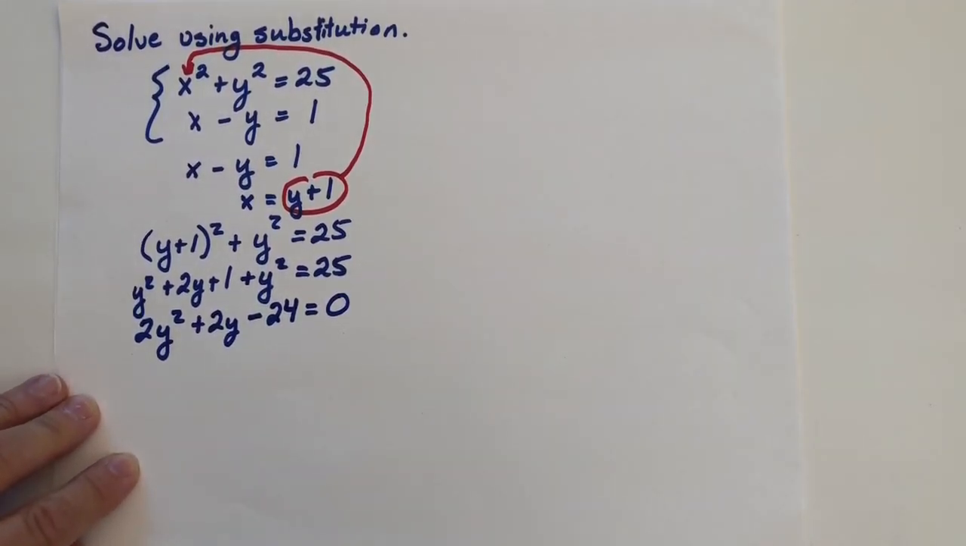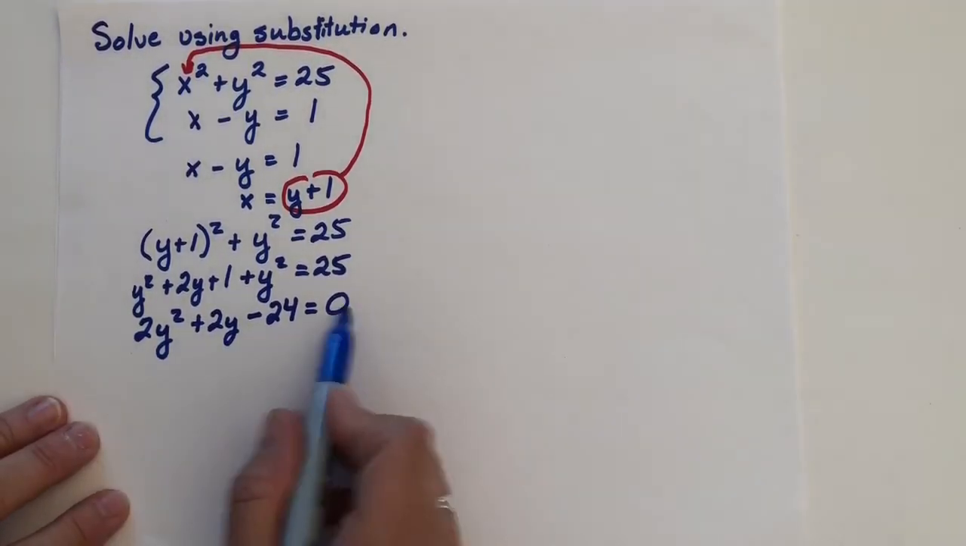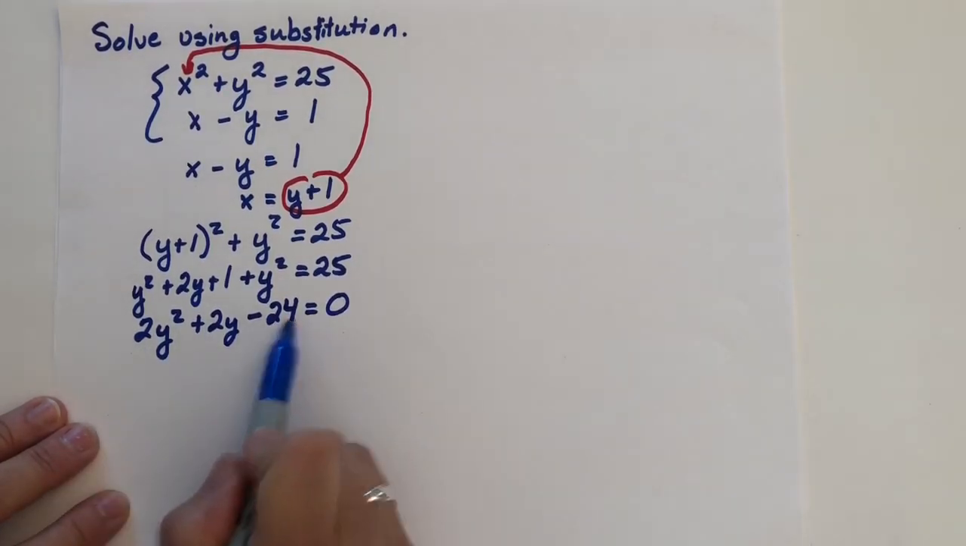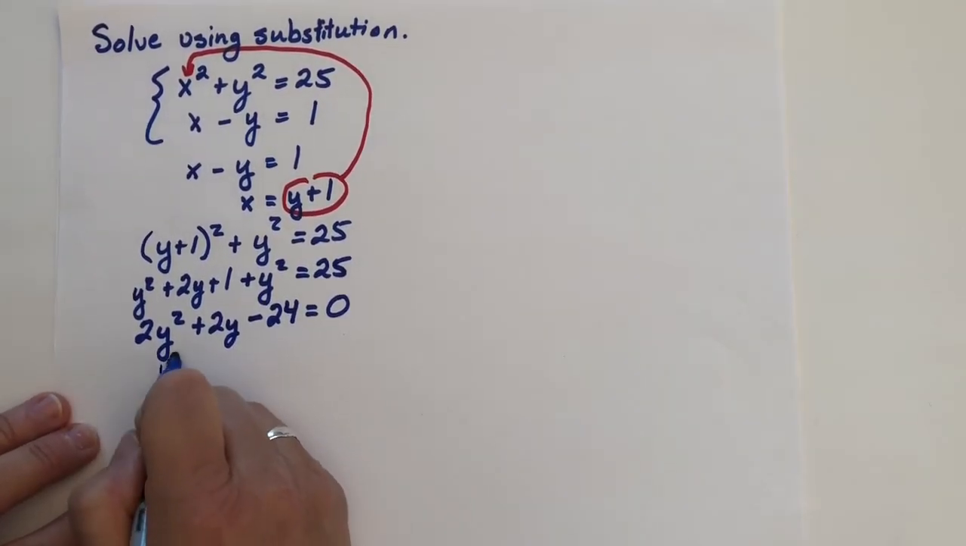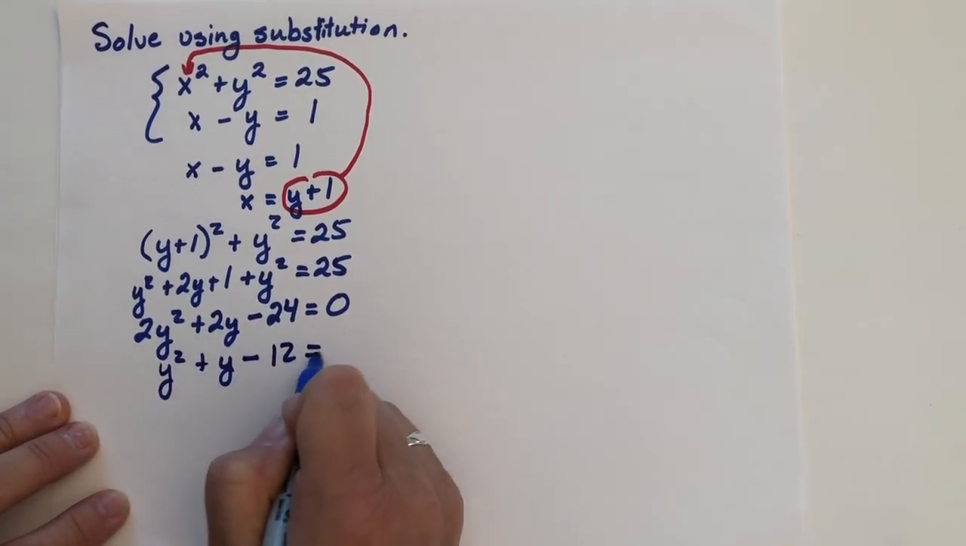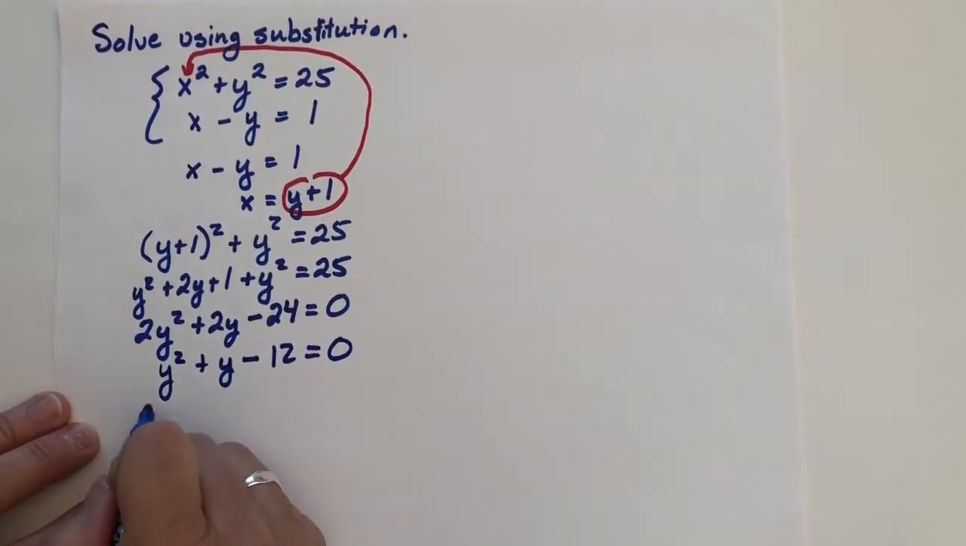So I have this quadratic equation to solve. I notice there's a common factor of 2, so I could factor out the 2. I'm just going to choose to divide both sides by 2, so I don't have to look at that 2 any longer. So if I divide both sides by 2, I have y squared plus y minus 12 equals 0. Factor.